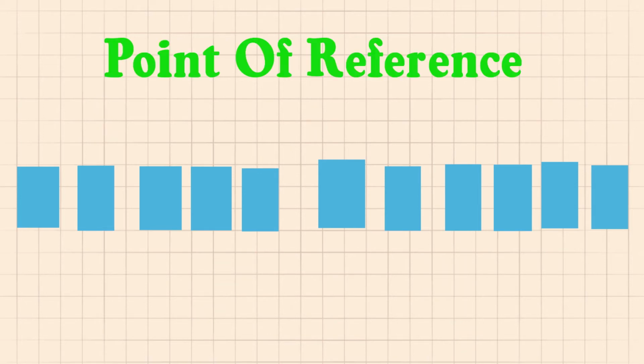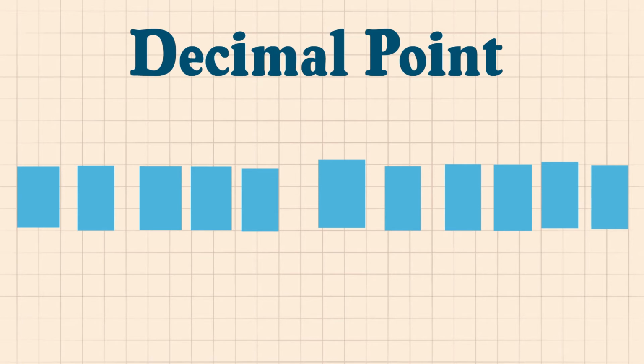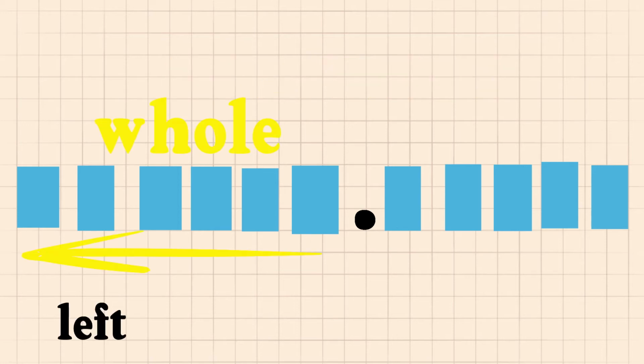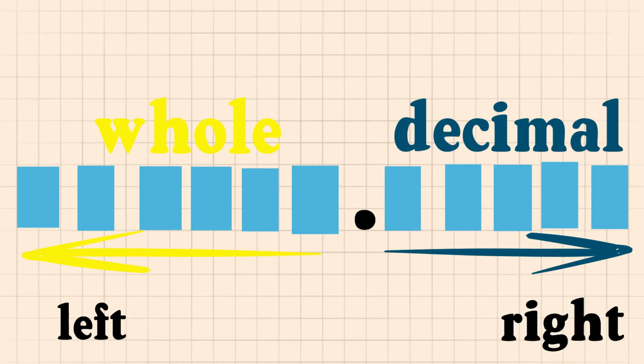To solve this problem, we have a point of reference known as the decimal point. It works as a separator. Whole numbers are written on the left of the separator and the parts or decimals are written on the right.